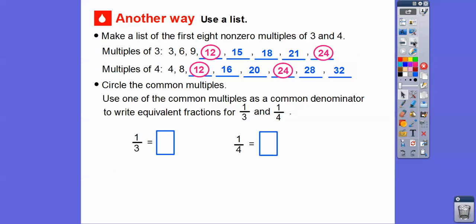So use one of the common multiples as a common denominator to write equivalent fractions for 1/3 and 1/4. Okay, so when we were talking about thirds right here, we're going to change it to 12. So this is 3 times 1, 3 times 2, this is 3 times 3, this is the fourth 3 right here, so this is 4/12 right here. So 1/3 is going to be 4/12.